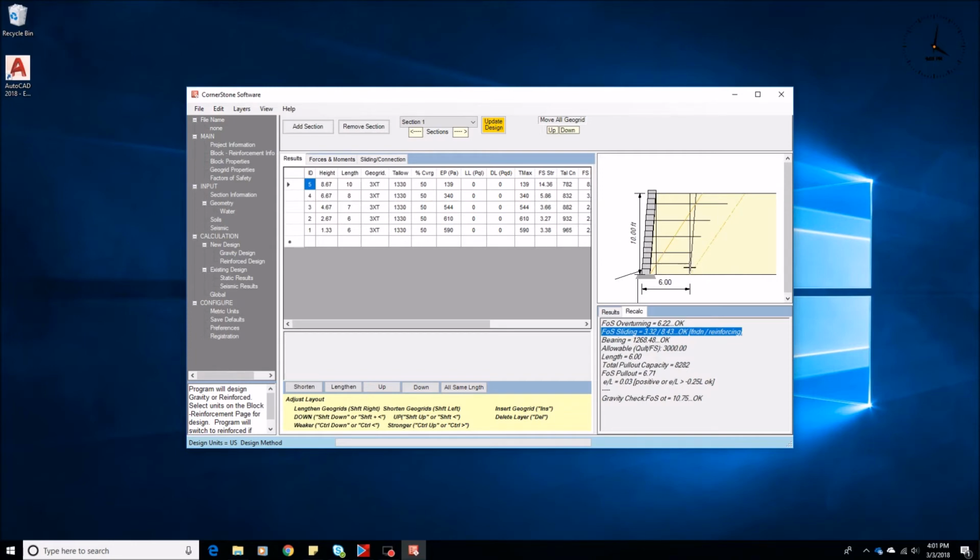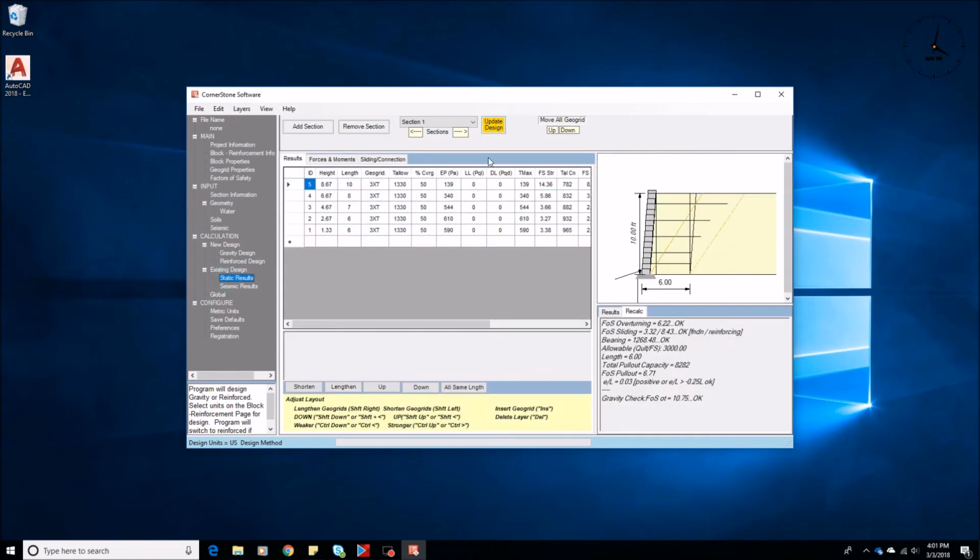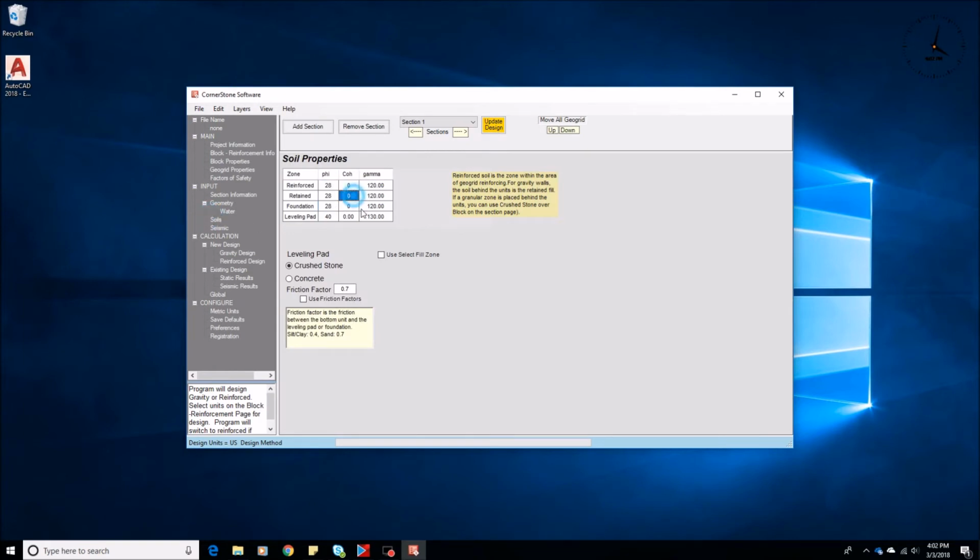As we vary the properties of the reinforced fill, you'll see that our tensions in our geogrid go up or down. Like the sector at 610, if we change that to a 28, we go back to static analysis. Remember, 610 goes up to 807. Lower the friction angle, the higher the driving force. Direct relationship back and forth.